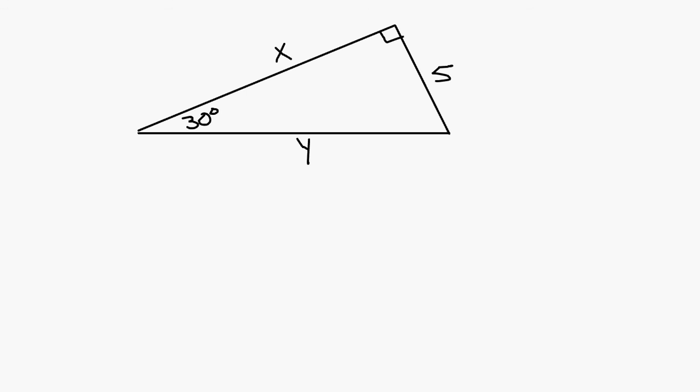In this case, what are you given? The short leg. You're given the short leg. So let's find, what's the value of x going to be equal to? 5 times square root of 3. And what's y going to be equal to? 10. Does that make sense?